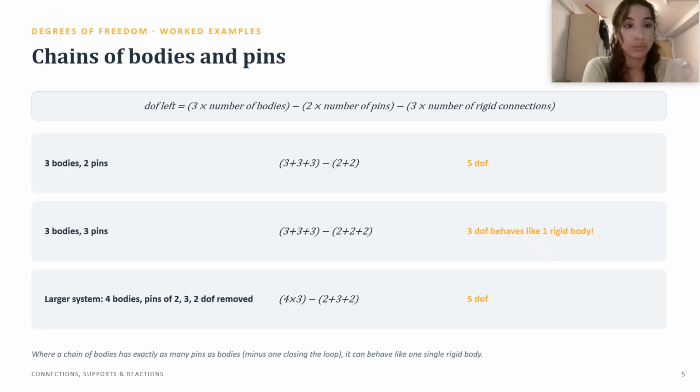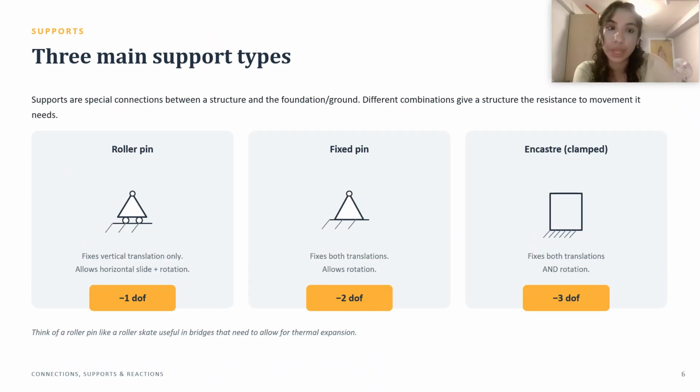That is cool, because then we can have larger systems where you have 4 bodies, with pins removing 2, 3, 2 degrees of freedom. So 4 times 3 minus 2 minus 3 minus 2. This is a bit different, because there are different types of pins, and then you get 5 degrees of freedom left.